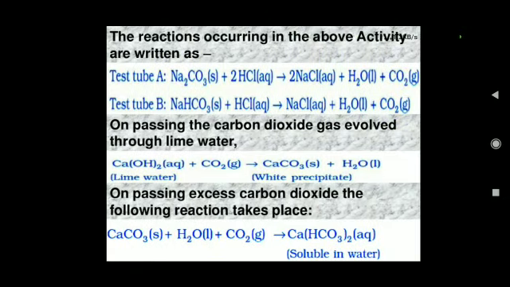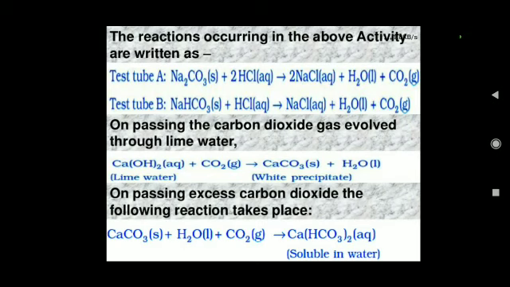In the second equation, when we take sodium hydrogen carbonate, that is a metal hydrogen carbonate, with dilute hydrochloric acid, the formation of NaCl, that is sodium chloride, common salt, water, and carbon dioxide takes place. When we pass carbon dioxide gas through lime water, the lime water turns milky.